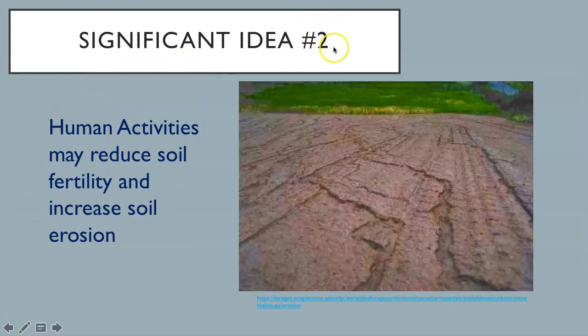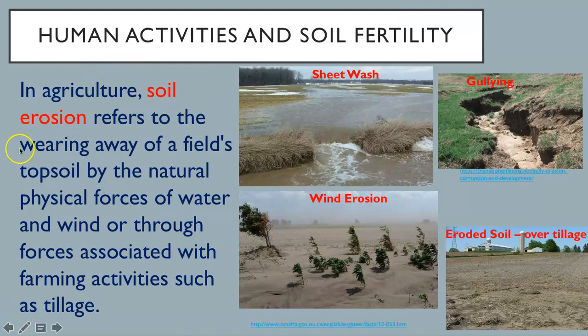Significant idea number two to this subtopic is that human activities may reduce soil fertility and increase soil erosion. In agriculture, soil erosion refers to the wearing away of a field's topsoil by natural physical forces such as water and wind, or through forces associated with farming activities such as tillage.